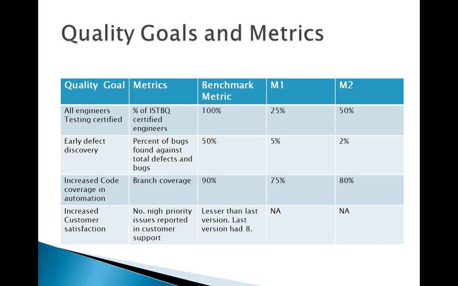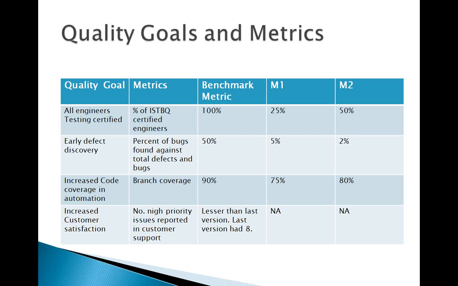But a brief snapshot. Let's say you have a metrics table for your project where we have a quality goal. What is the metric that you're going to measure? What is the benchmark metric, that is, what you want to achieve? And then for each milestone, where you are. So for example, one of the quality goals is all engineers are test certified. The metric you measure is the percentage of ISTQB certified engineers. The benchmark is that you want to reach 100% in this release cycle. At the M1 milestone you are at 25%, at M2 you are at 50%. So that gives you a sense of where we are.